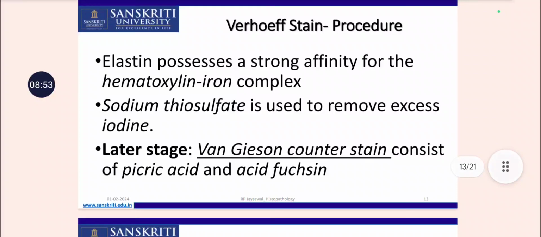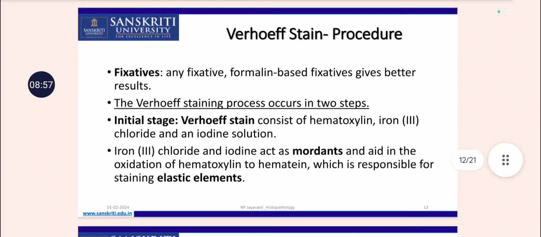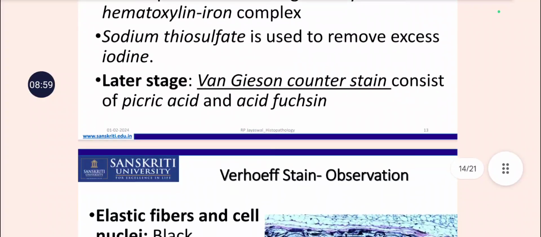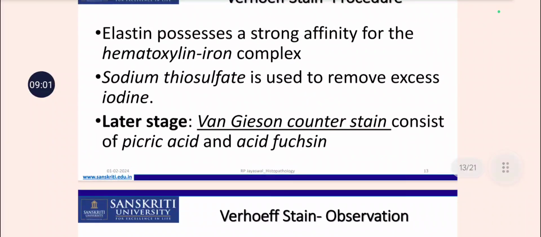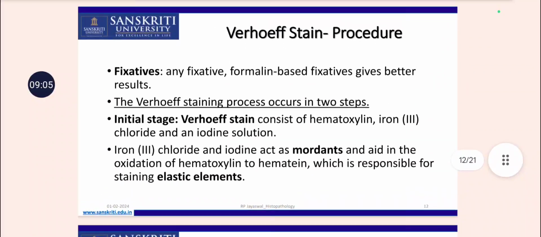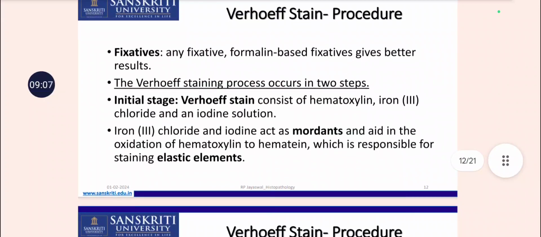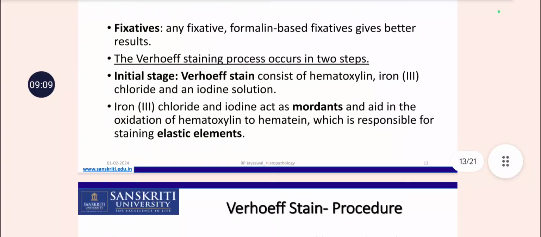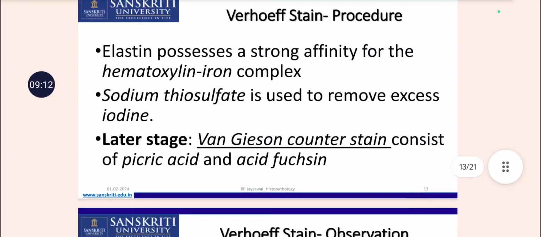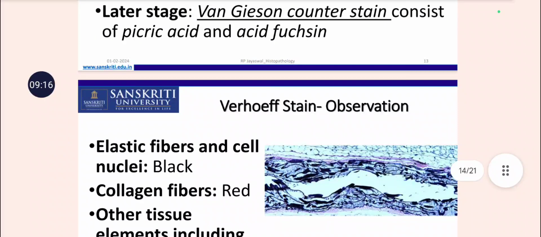Now, the initial stage that we discussed is the Verhoeff stain, and the later stage is a Van Gieson counter stain. The initial stage is a Verhoeff stain, which consists of hematoxylin, iron chloride, and iodine solution. The later stage is a counter stain, which consists of picric acid and acid fuchsin.